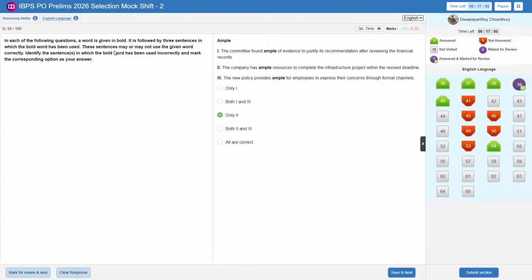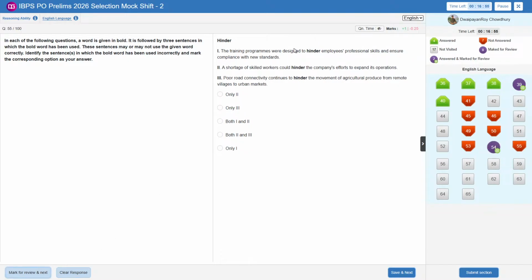Sentence may or may not use the word correctly. Sentence is bold, which is correct, and mark responding. Okay, we'll check it later. Hinder means to hide something or lessen something. The training program was designed to hinder employees' professional. So why would they hinder it? No. A shortage of skilled workers could hinder the company's efforts. So two is correct. Poor road connectivity continues to hinder the movement. Yeah, 2 and 3 both.